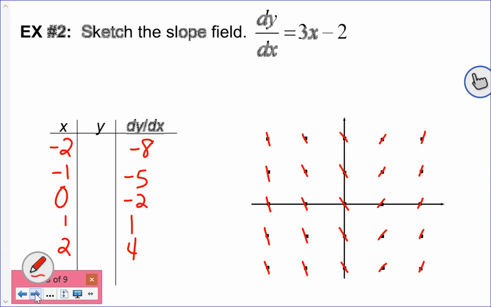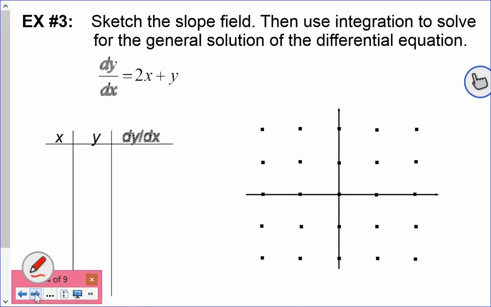Okay, so here's another one. Now this time we do have x and y, but I'm not going to fill in the whole entire table. I'm going to do a lot of this in my head. Basically you're just doing a bunch of arithmetic. So I'm going to start with -2, 2. That's the point on the upper left. If I plug in -2 for x and 2 for y, that'll give me my dy/dx. So 2 times -2 is -4, plus 2 is going to give me -2. So go over to the point -2, 2, and make a slope that looks about like -2.